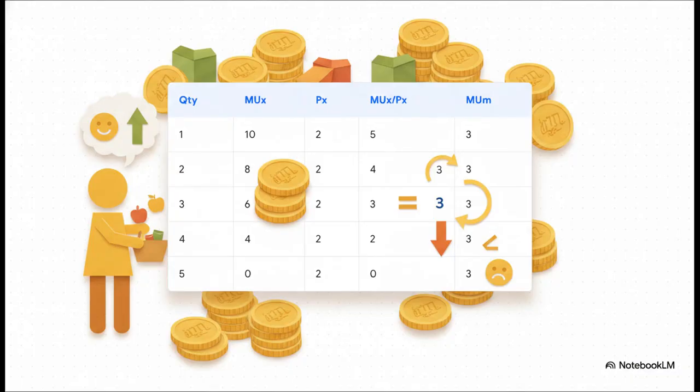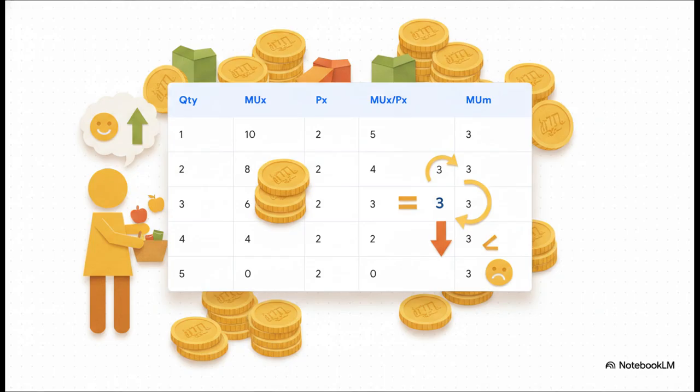Let's break this math down in action. Say we are buying items that cost 2 rupees each. Our personal baseline value for a rupee, the MUM, is fixed at 3. Now what happens at the third unit consumed? The marginal utility there is 6. If we divide that 6 by the price of 2, we get 3. This matches our MUM of 3 perfectly.